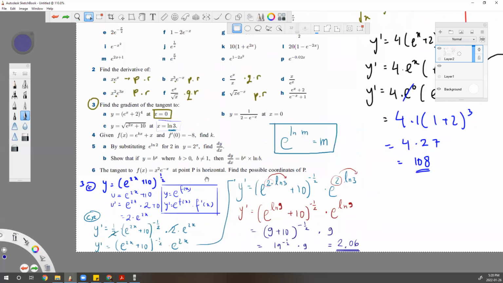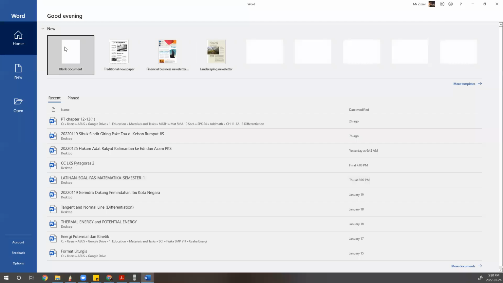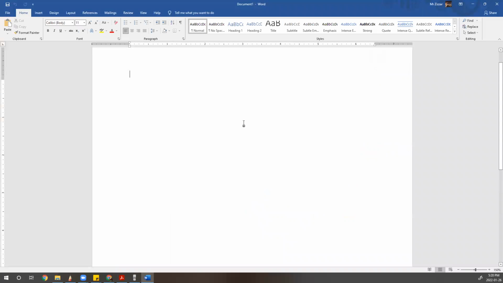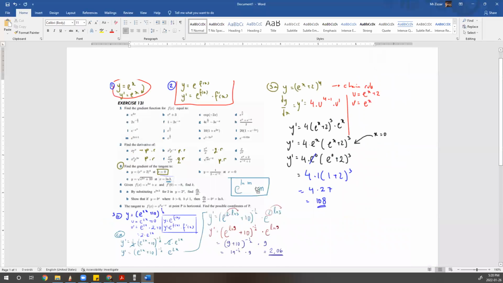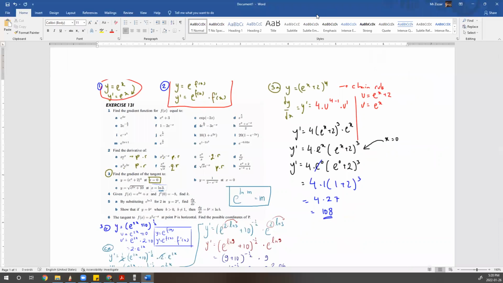Oh yeah, by the way, when the tangent is horizontal, the gradient is always 0. Okay, a horizontal line has 0 gradient. A vertical line has undefined gradient. Okay, I think it will be clearly seen. Yes. Okay, what else? What number?